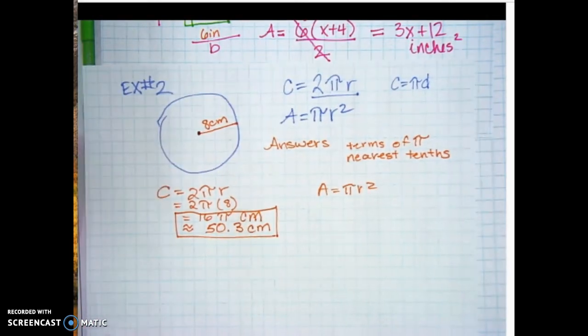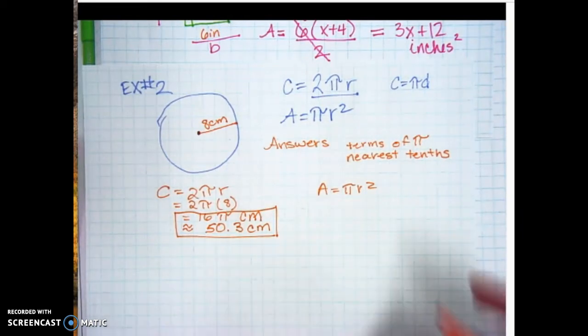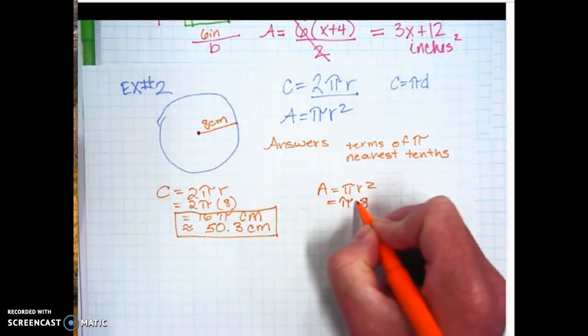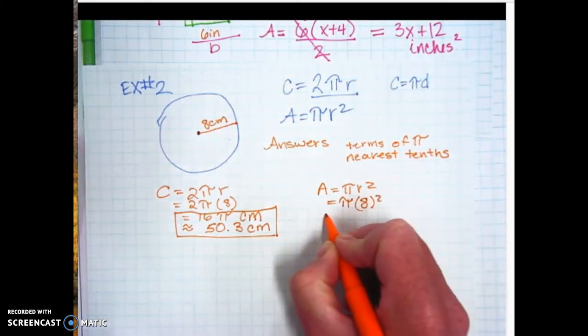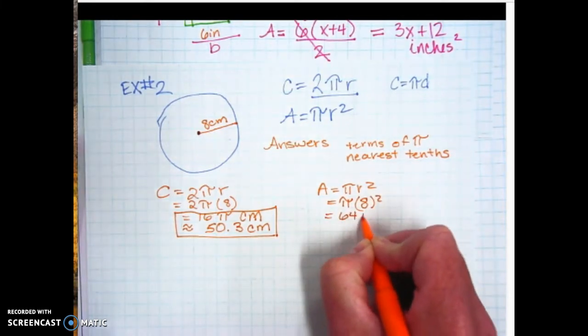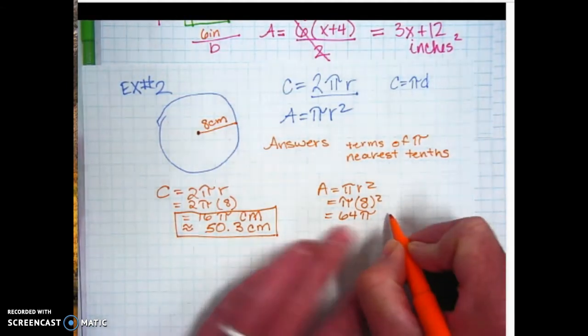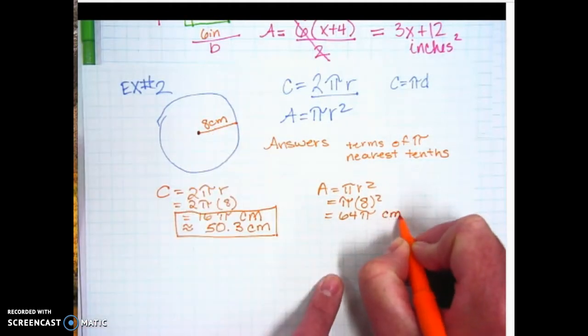Okay. Now let's calculate the area. We've got the pi, the radius is 8, we want to square it. So 8 squared is 64. So 64 pi is our answer in terms of pi. And this one was centimeters, so we're going to say centimeters squared.